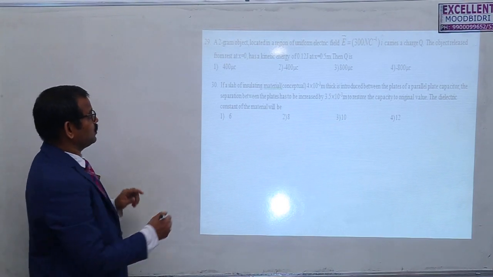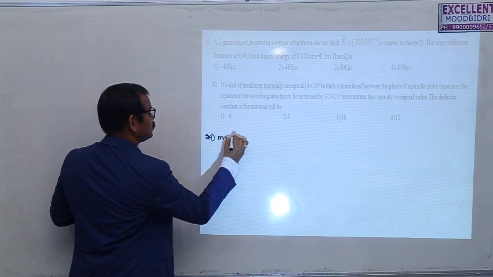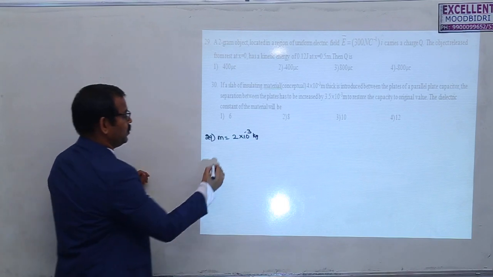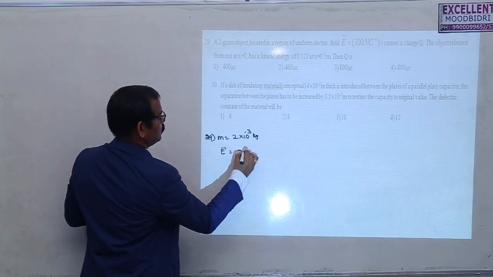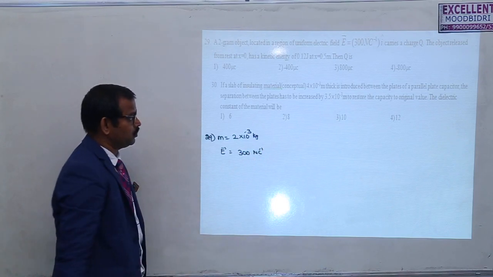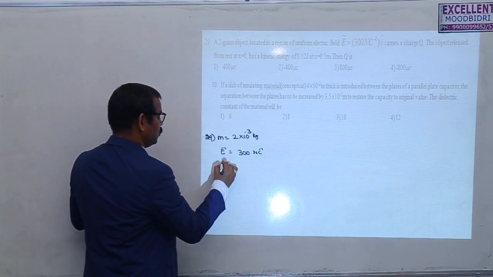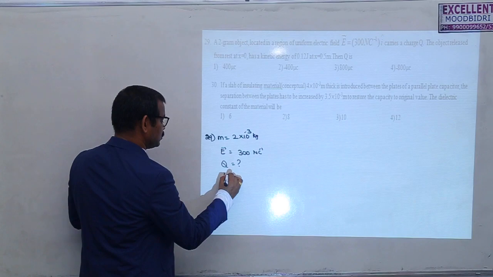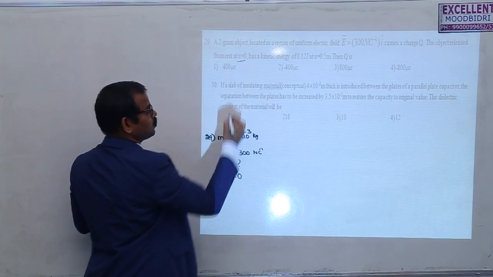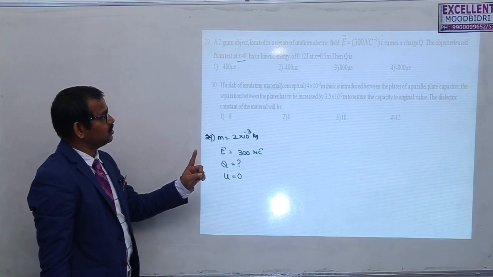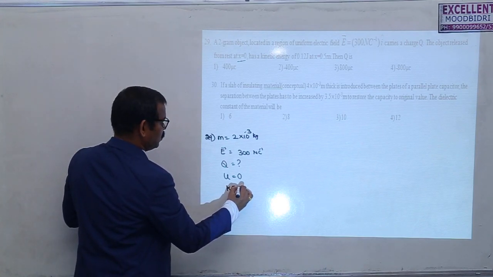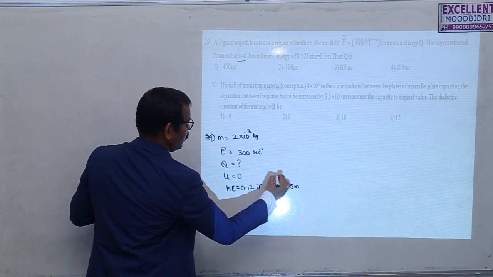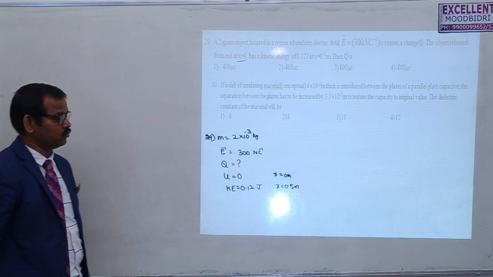29. A 2 gram object, mass equal to 2 grams, is located in a region where the electric field E is given by 300 newton per coulomb. It is carrying some charge which is not known to us; we are finding the charge. The object is released from rest, so its initial velocity is 0 when it is at x equal to 0, that is, at the origin. The kinetic energy is equal to 0.12 joules when it reaches 0.5 meters. Then what is that Q?